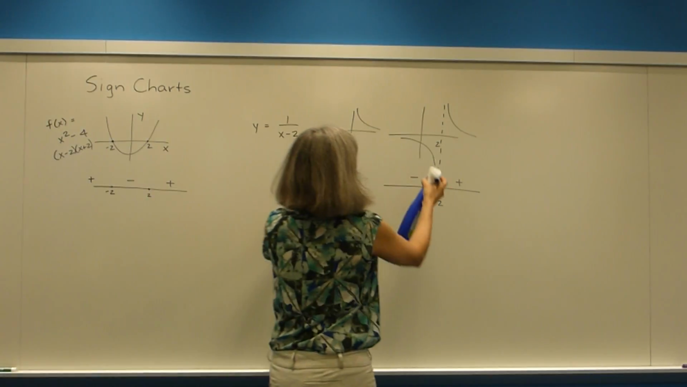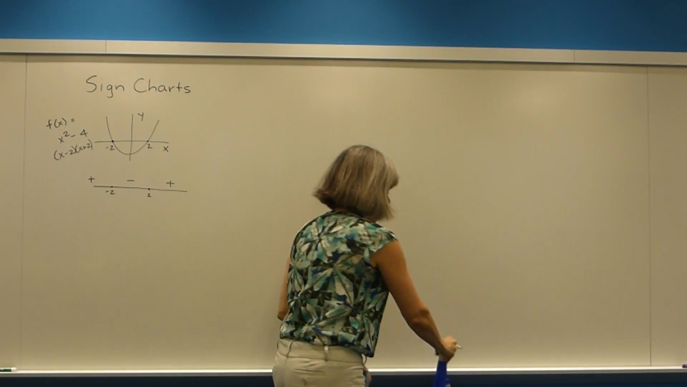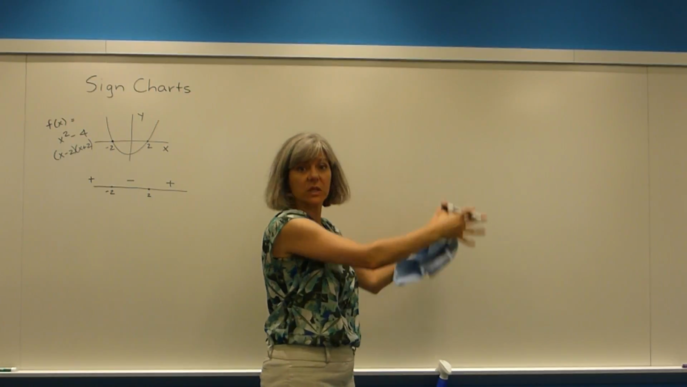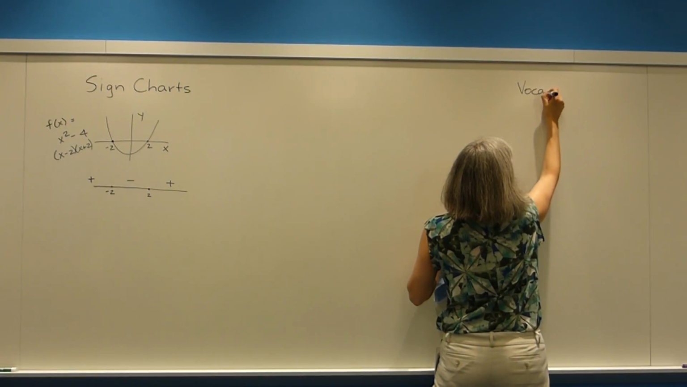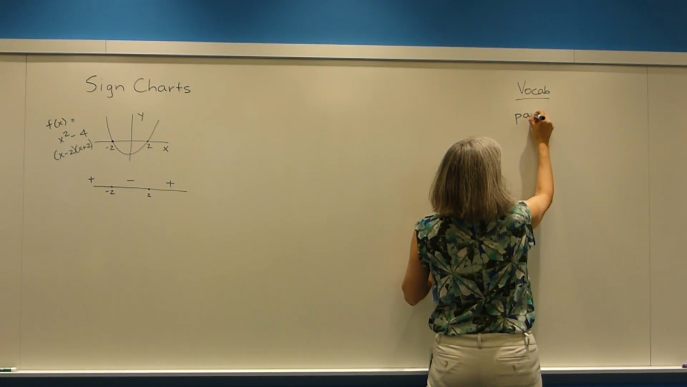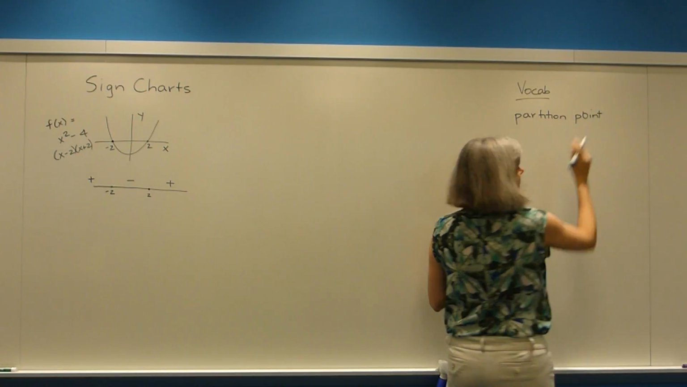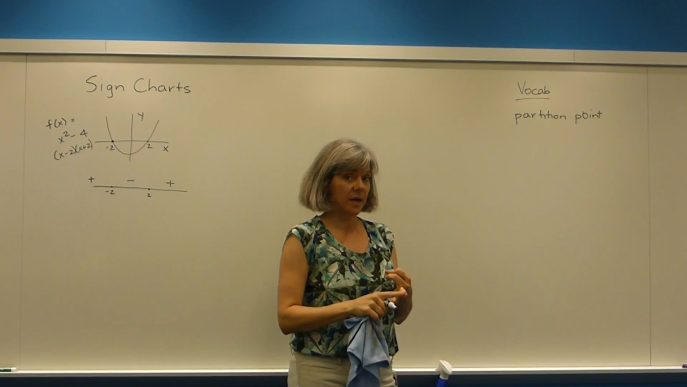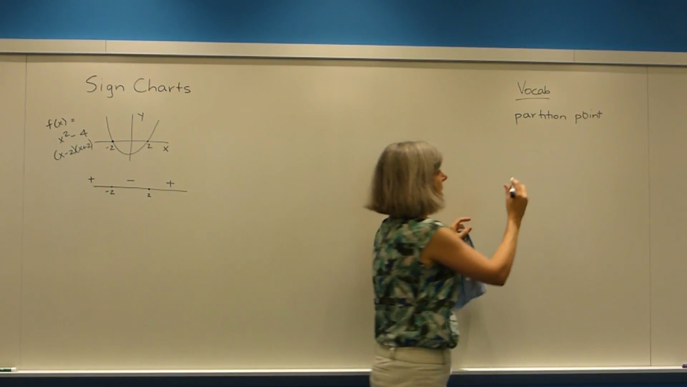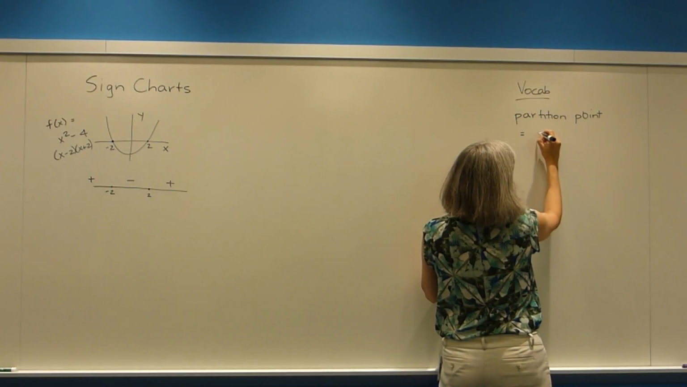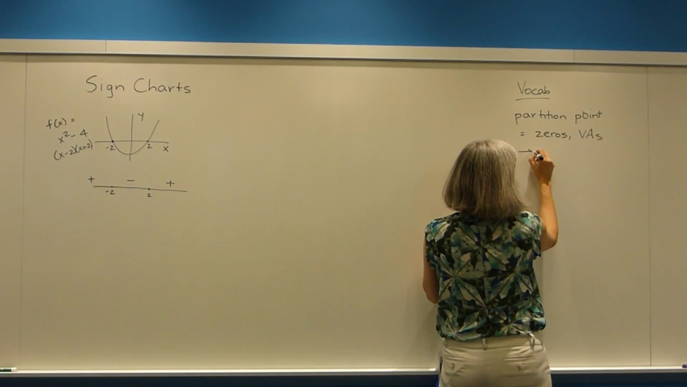I'm going to write some things over here. I tend to write kind of over on this side in the corner any steps that we're going to do, any process, any information, and I'll just leave that up there so that we can refer to it. So, some vocabulary: a partition point is basically anywhere the numerator or the denominator of your function is equal to 0. And those are the numbers that we're going to put on the number line. So let's write that out. So any zeros or vertical asymptotes, and these points go on the number line.